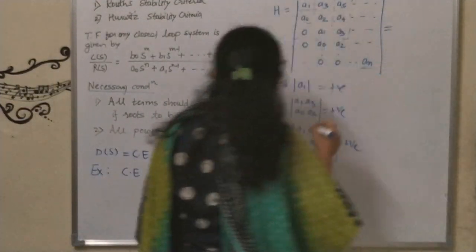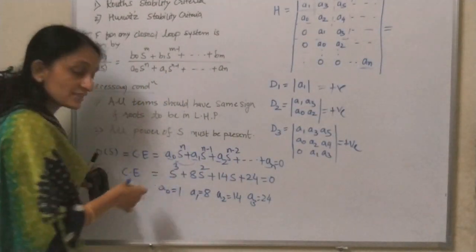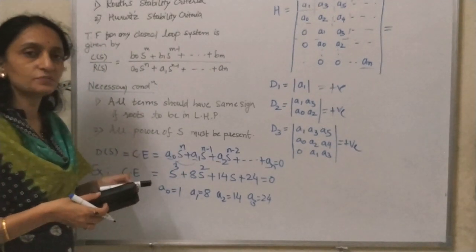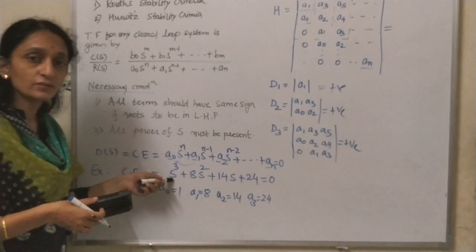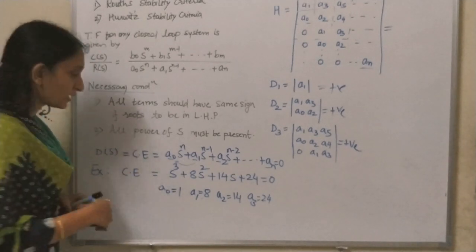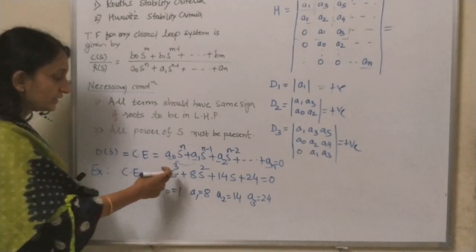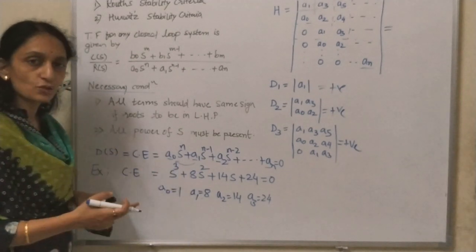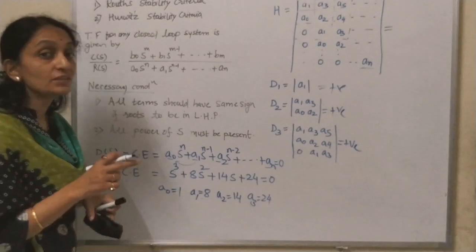Okay, so first of all you need to decide the size of the determinant. So how will you decide the size of the determinant? Look at the characteristic equation. What is the order of the system? You can check here, the highest power of S in the denominator is 3. So the order of the system is 3. So what will be the size of the determinant? It will be 3 by 3.